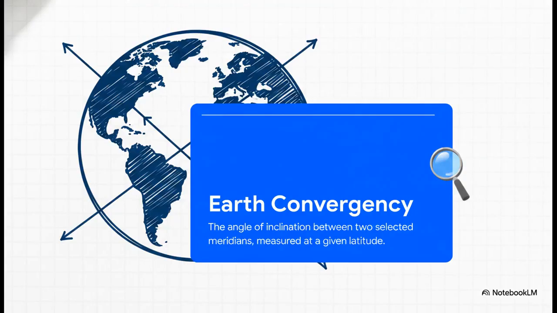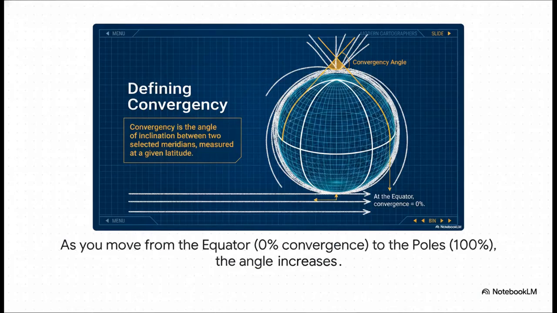So here's the textbook definition, but let's make it simple. Convergency is just the angle between any two meridians at a latitude that you pick. That's it. It's a measurement of how much those lines have tilted towards each other. And this slide just makes it crystal clear, doesn't it? Down at the equator, the lines are parallel, so there's zero convergence. But all the way up at the poles where they meet, you have maximum convergence. Everywhere in between, the angle just gets bigger and bigger as you go north or south.